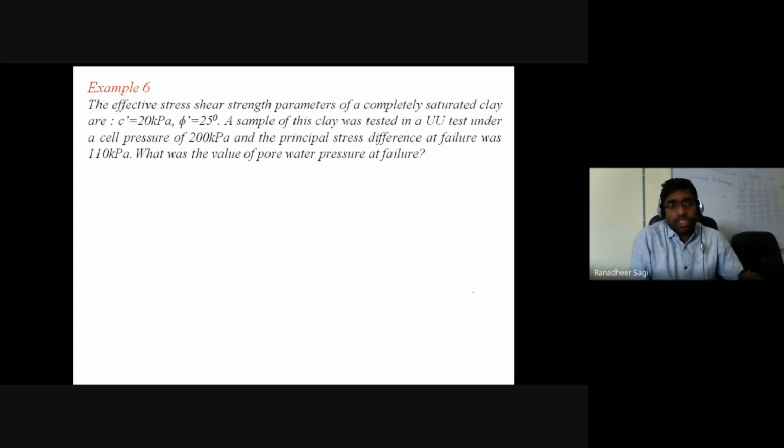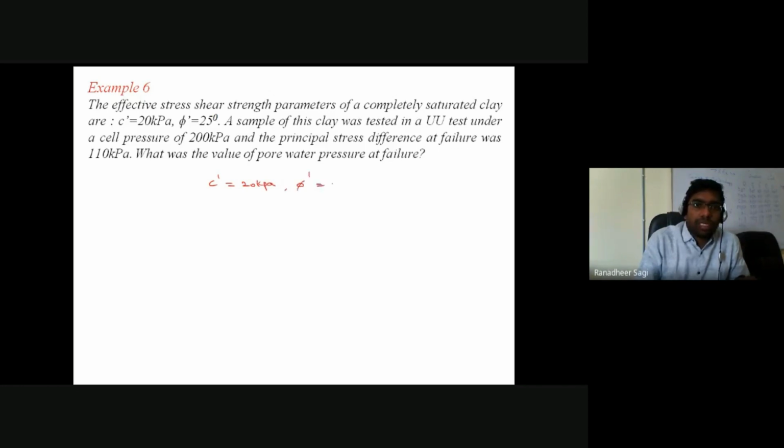The effective stress shear strength parameters of a completely saturated clay are C dash equal to 20 kilopascals and phi dash equal to 25 degrees. So C dash in the problem is given as 20 kilopascal and phi dash is 25 degrees. A sample of this clay was tested in a UU test under a cell pressure of 200 kilopascal. The cell pressure applied on the soil sample was 200 kilopascal, and the principal stress difference at failure was 110 kilopascal.